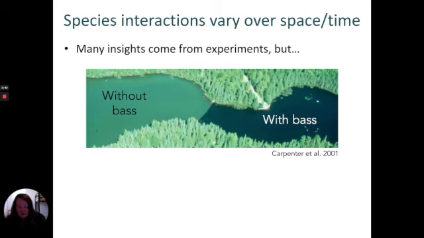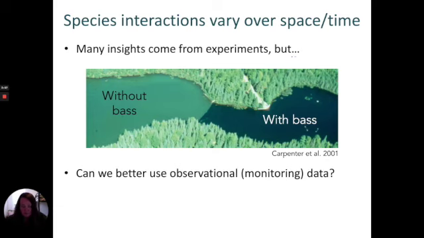Also, these experiments aren't always tractable, so we haven't done a ton of whole lake experimentation with removing and adding trophic levels. So what can we do? Can we make better use of observational or monitoring data to learn about species interactions?